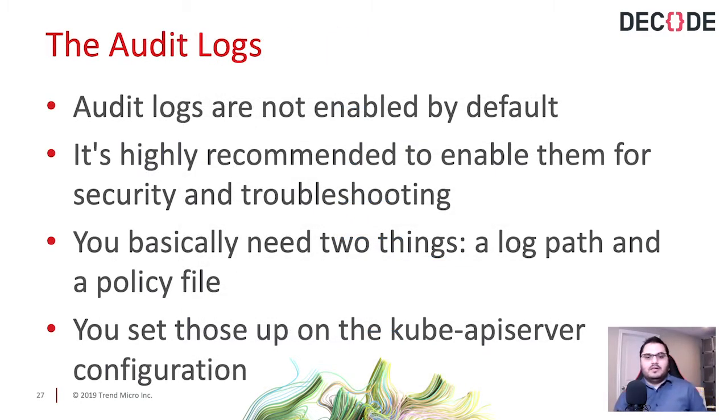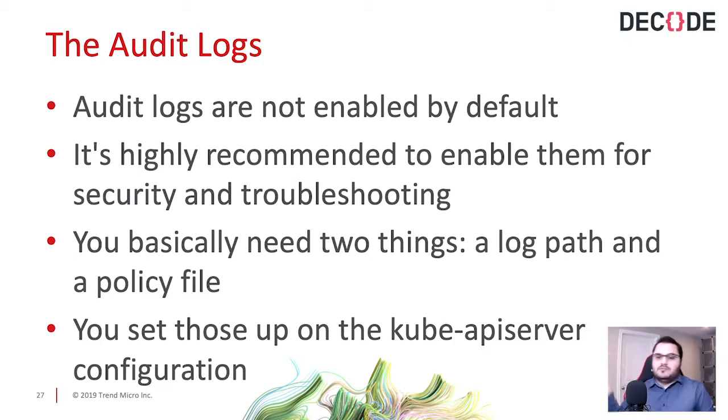And lastly, but not least, the audit logs, right? So we mentioned that logs are very important. They help you with troubleshooting and identifying some security issues. The audit logs in Kubernetes are not enabled by default. So to enable them, you basically need two things. You need a log path and a policy file. And you set those on the Kube API server configuration, right?